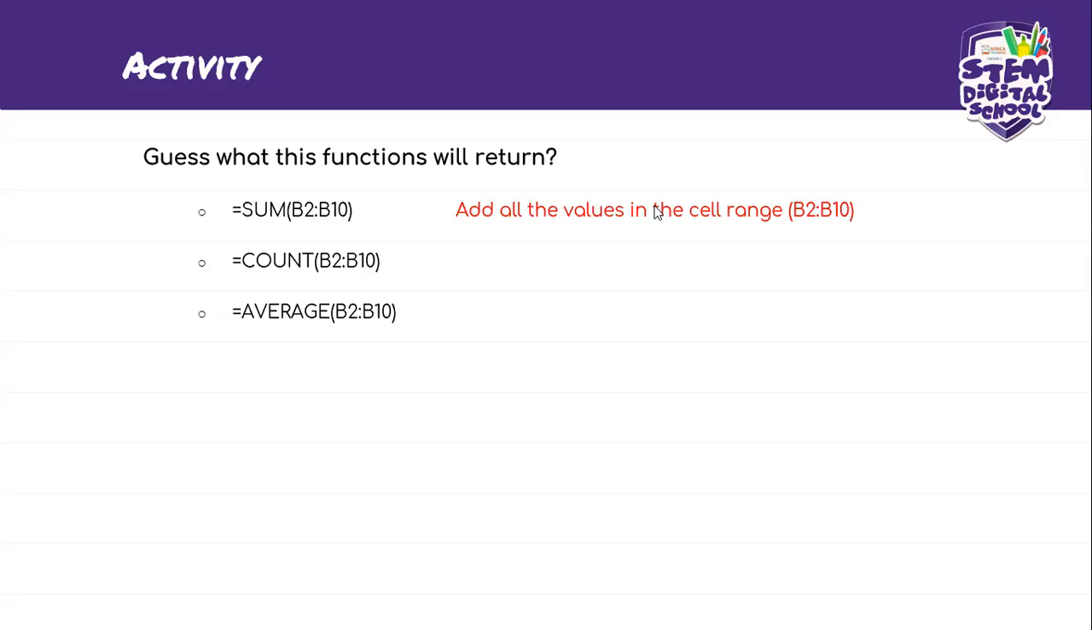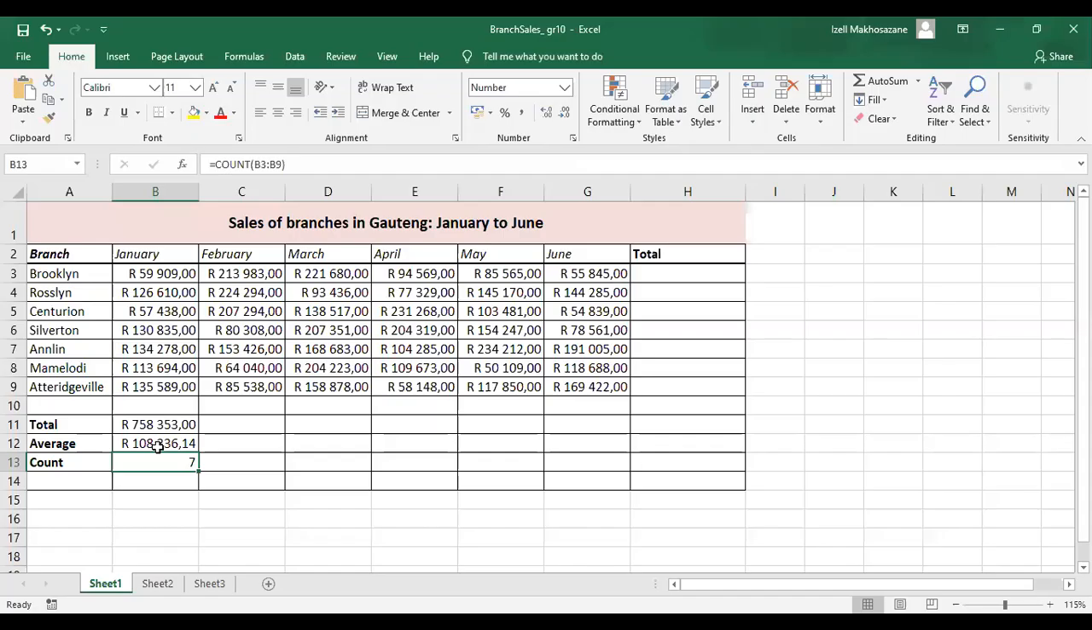here on average, this function added all these values, and then after finding the total of these values, it divided them by the number of cells. So how many cells did it find? 1, 2, 3, 4, 5, 6, 7. So 7 cells. Let me try. I want to see something.